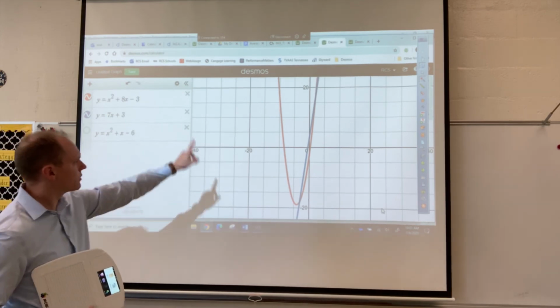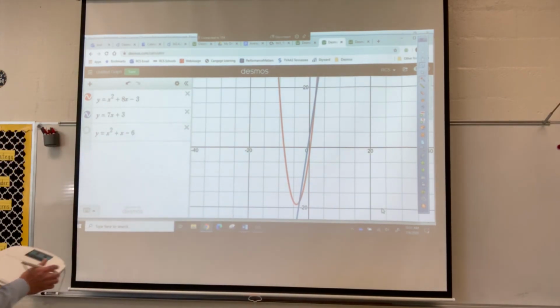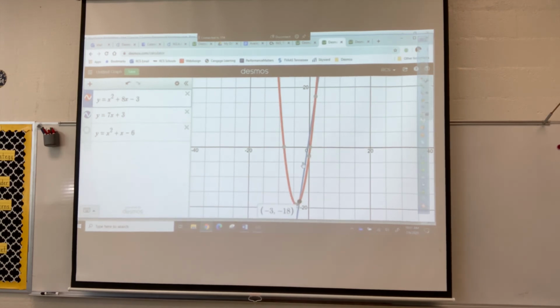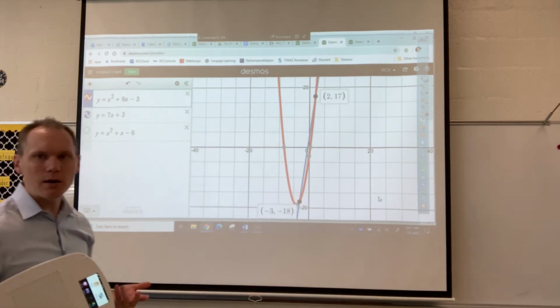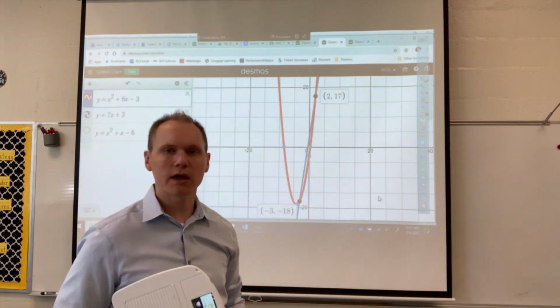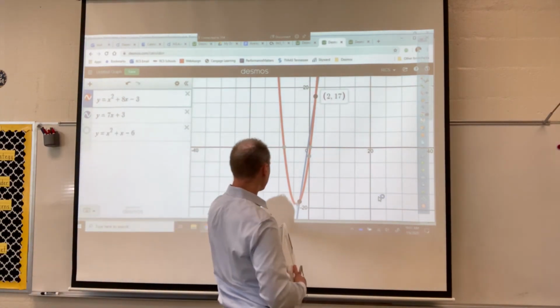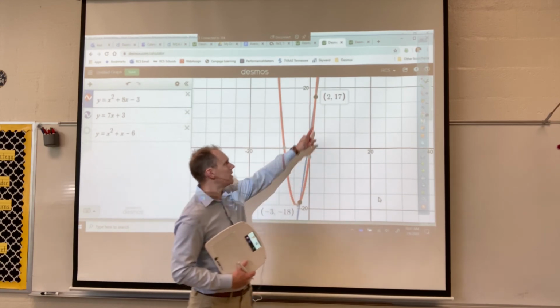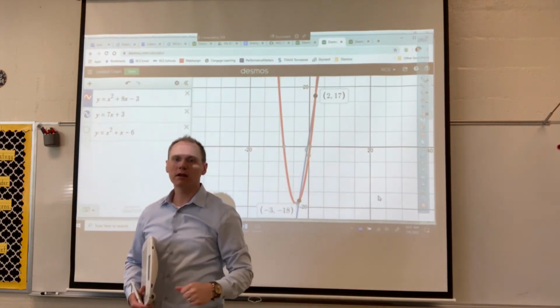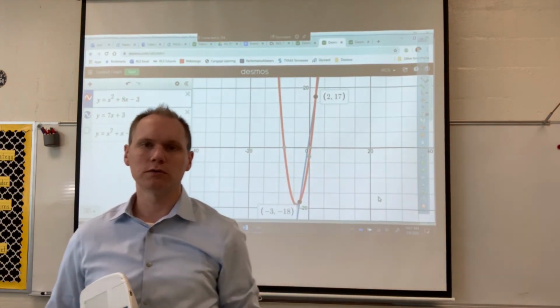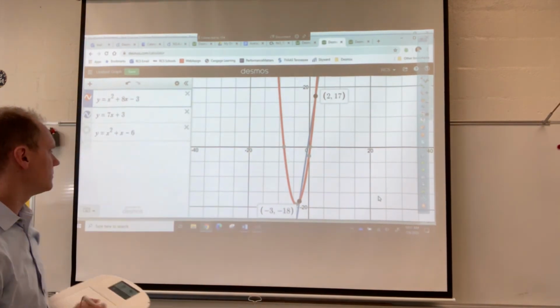Okay, so we have the quadratic in red and the linear in blue, and I can just click here and say, where do these intersect? Looks like at -3, -18, and at 2, 17. Again, I'm not worried about the y values, I'm only worried about the x values. So an x value of -3 makes these equivalent, and an x value of 2 makes these equivalent. So -3 and 2 are my solutions to this equation. Let's confirm that algebraically.